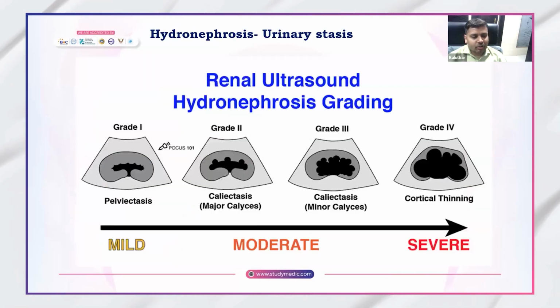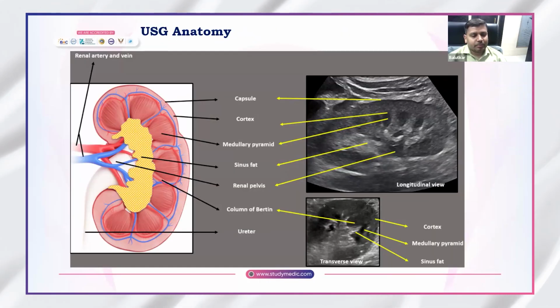The ureter cannot be easily visualized. The proximal part of the ureter can be visualized most of the times up to the PUJ, but the majority of the ureter is a bit difficult to visualize unless it is dilated. When the ureter is dilated, it is easily visualized.